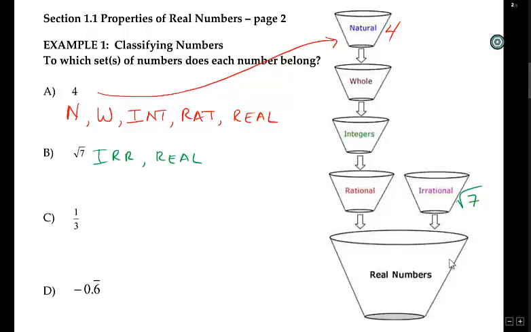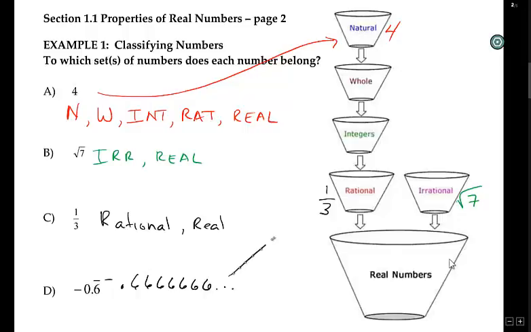As we look at the number 1/3, it falls in the rational bucket. And so that's just going to be rational and real. If you've picked up by now, all of our numbers are real. And the number 0.6 repeating. Remember, that's a repeating decimal. That also falls in the rational bin, and so it will have the same qualifications as 1/3 did.